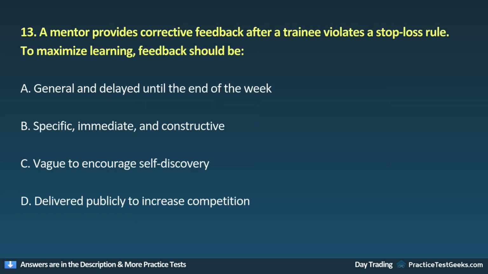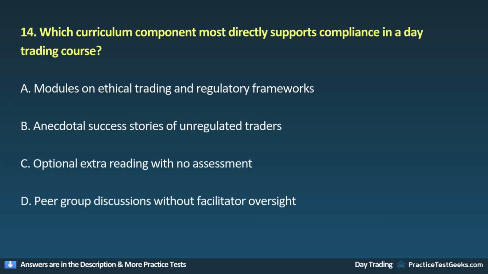13. A mentor provides corrective feedback after a trainee violates a stop-loss rule. To maximize learning, feedback should be A. General and delayed until the end of the week. B. Specific, immediate, and constructive. C. Vague to encourage self-discovery. D. Delivered publicly to increase competition.